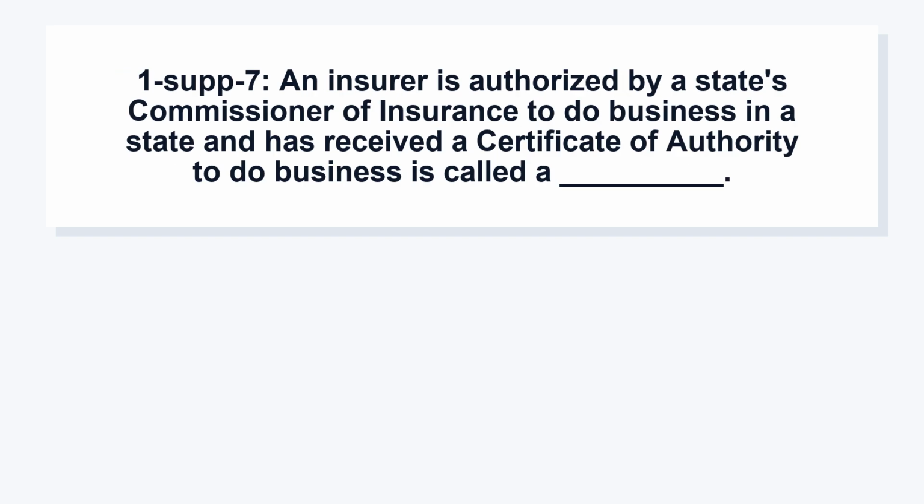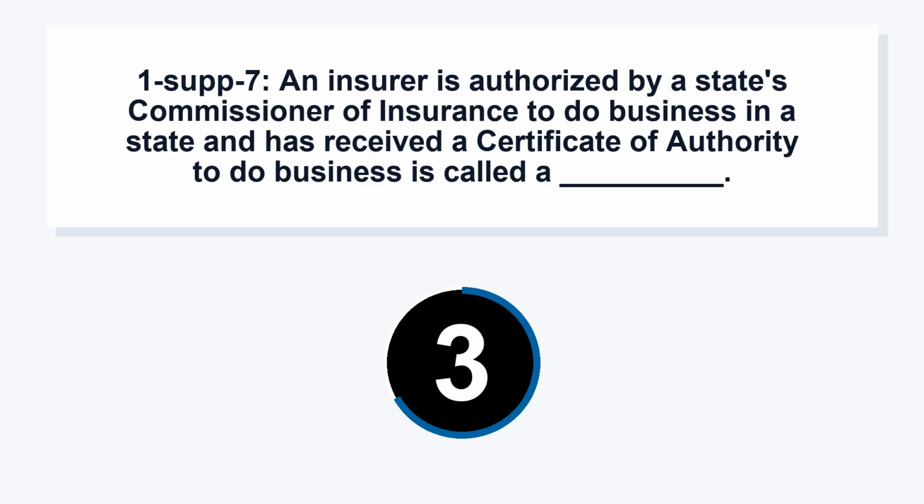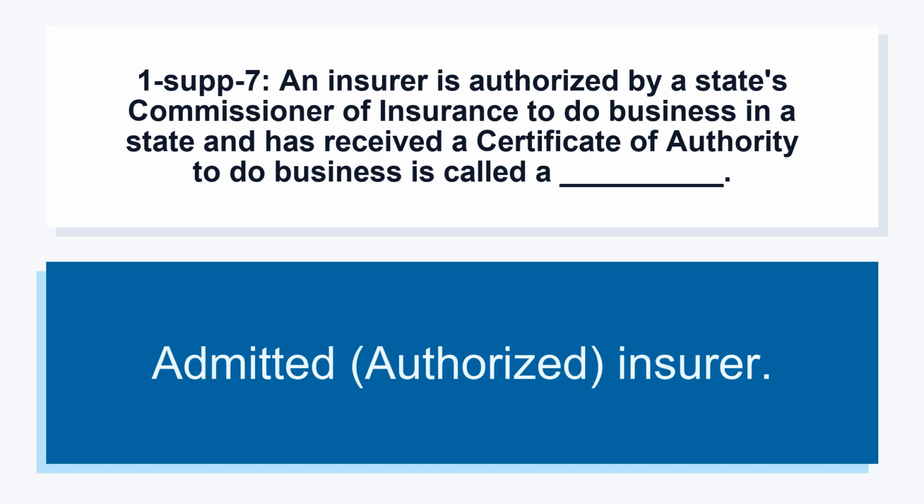1 Sup 7: An insurer is authorized by a state's commissioner of insurance to do business in a state and has received a certificate of authority to do business is called a ____. Admitted, authorized, insurer.